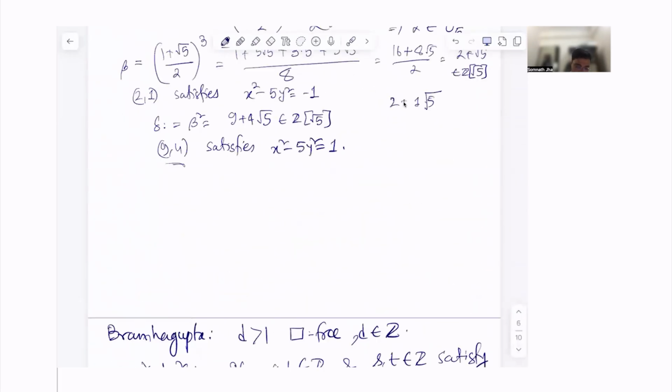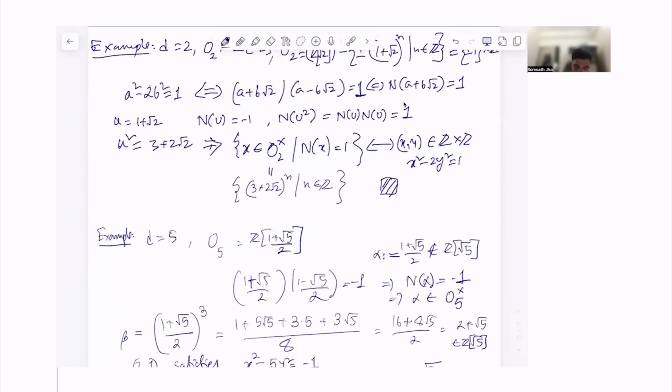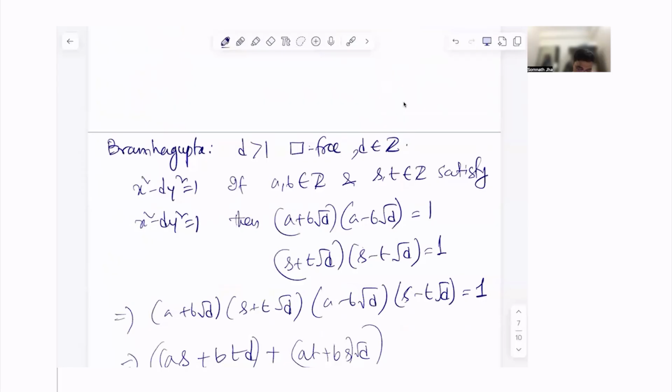So if 3 plus 2 root 2 is a solution, then (3 plus 2 root 2) squared will also be a unit, and corresponding to (3 plus 2 root 2) to the power n, you will get infinitely many solutions. And even 1 by, so if n is in Z, those will also correspond to solutions. Right? So that's how this thing works.